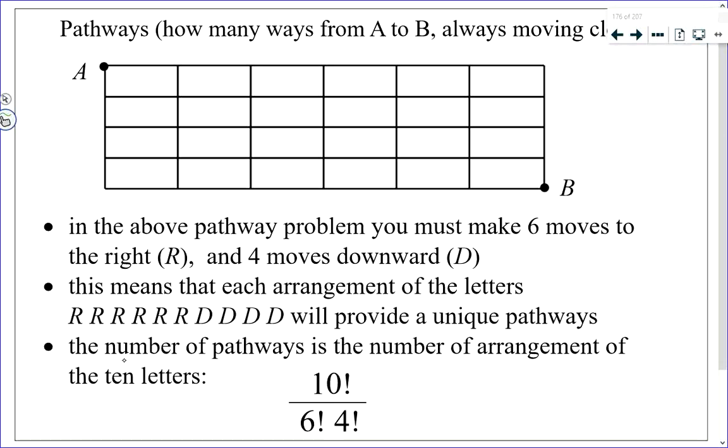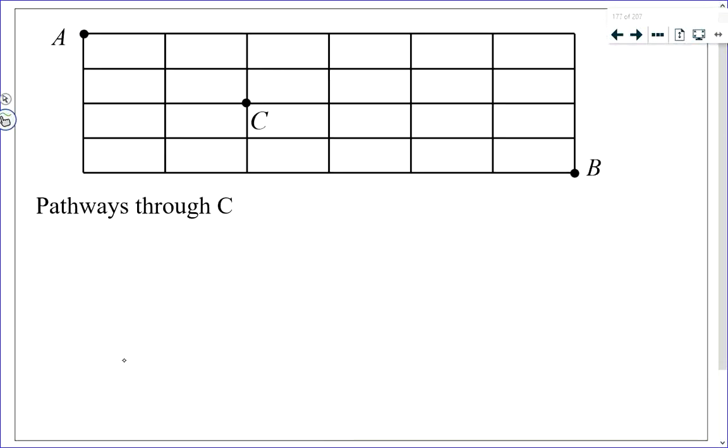You can check it on your calculator. I'm pretty sure it's 210. If I said to you with the same grid, how many ways can I get from A to B through C? Essentially what you do is you look at the grid, and you need to look at the screen right now for the next few seconds as I say this.